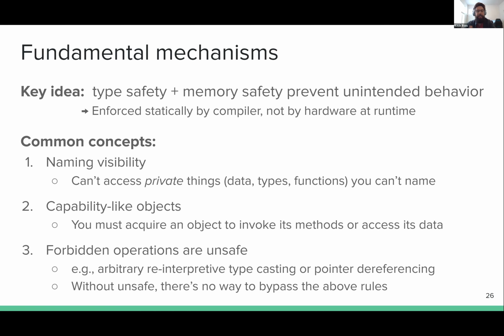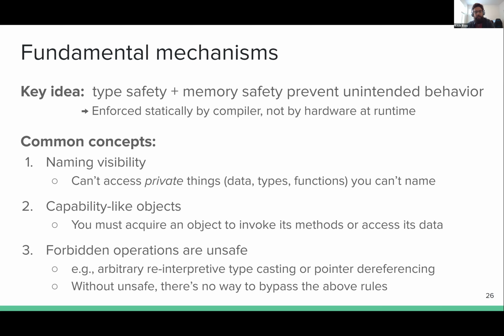You know, this is my take on it, but there's obviously going to be other opinions out there. This is how I categorize it. One, you need to be able to ensure naming visibility. And that's a fancy way of saying that one piece of code can't access private data, things that are internal to another piece of code, like private field structures, private types, private functions, things like that. You also need to provide the ability to have capability-like objects, which is just to say that if you can acquire a certain object, only then can you invoke methods on that object or access its data, right?